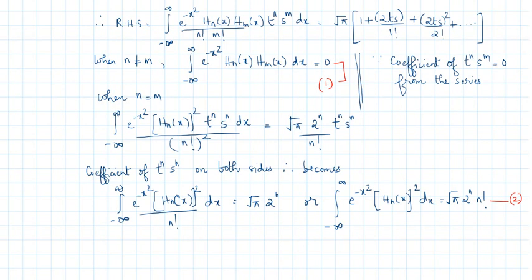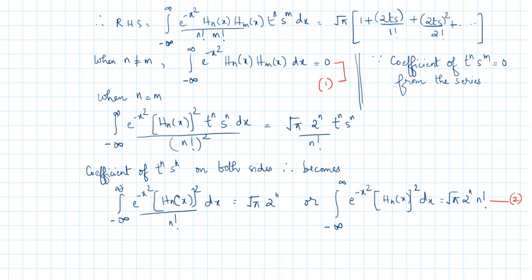And another condition, n equal to m. When n equal to m, I do have a term coming in from my RHS, and when I equate the coefficient of t raised to n s raised to n on both sides, this is what I get, and from here I get equation 2. Just transporting this n factorial to the RHS, I get equation 2.